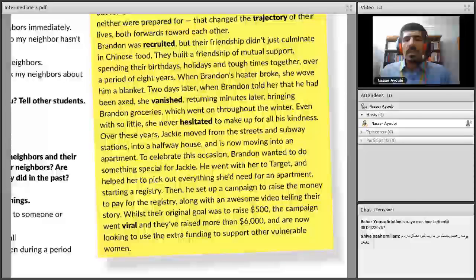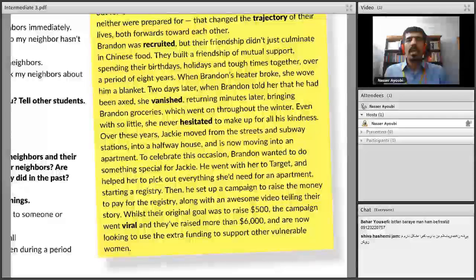To celebrate this occasion, which refers to moving into an apartment, Brandon wanted to do something special for Jackie. He went with her to Target. Target is the name of a shopping center which sells home appliances, home devices, and helped her to pick out everything she would need for an apartment. That's a big help.